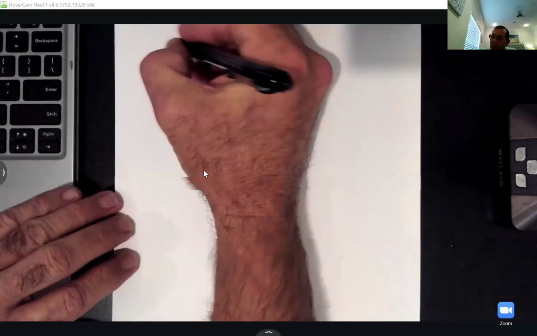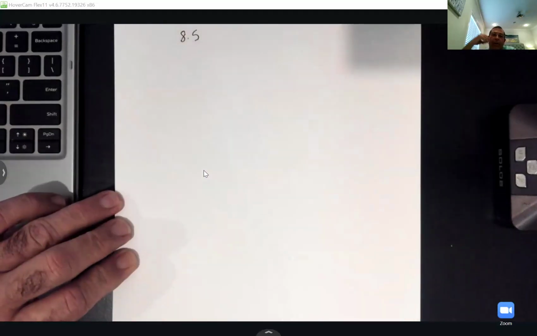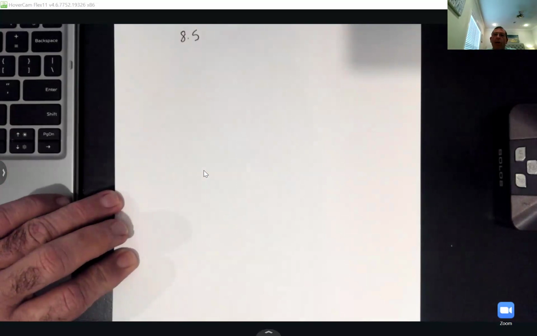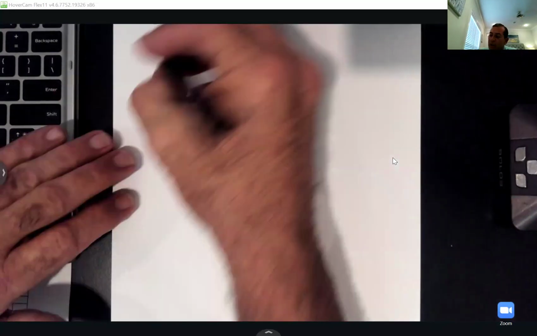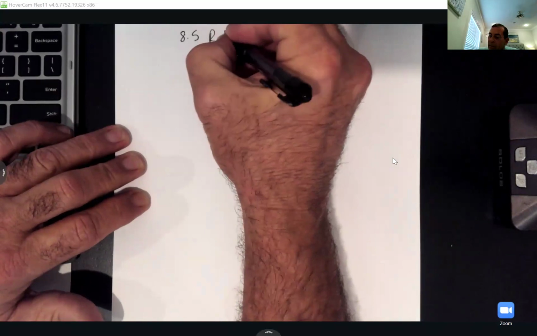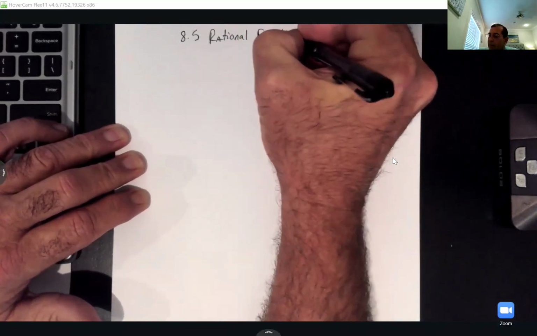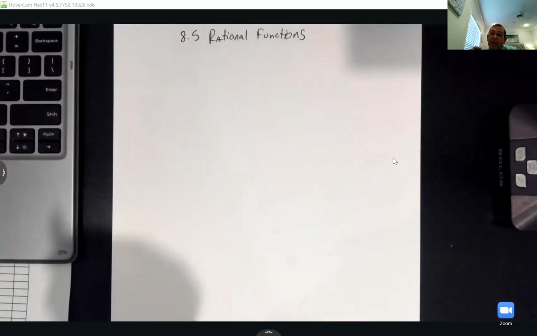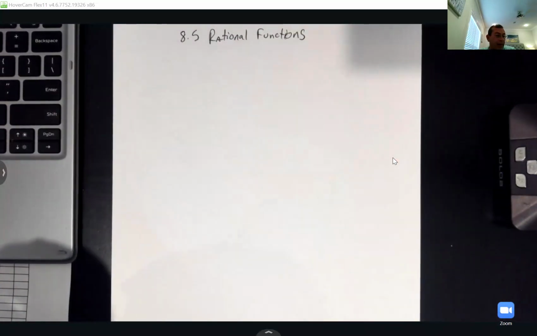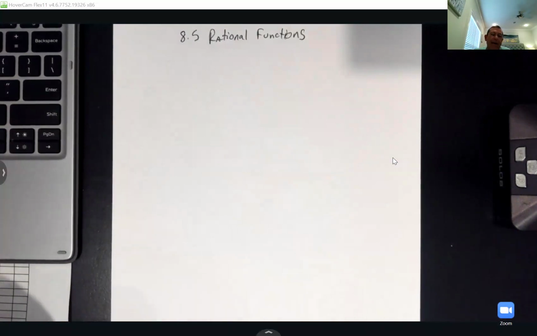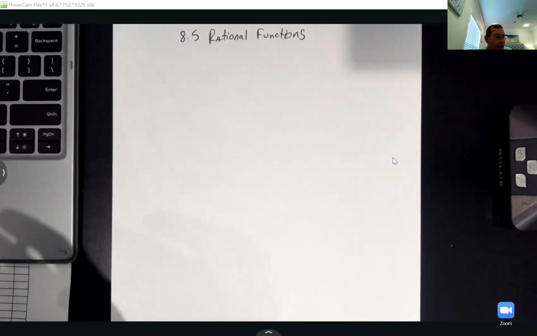All right, so 8.5 is sort of like a continuation of 5.1. It's going to deal with rational functions, and that's still dealing with our fractions, okay? So they start out having you do two domain problems, which I won't do because those are the same as what we did in 5.1. It's just to give you more practice with the domains.